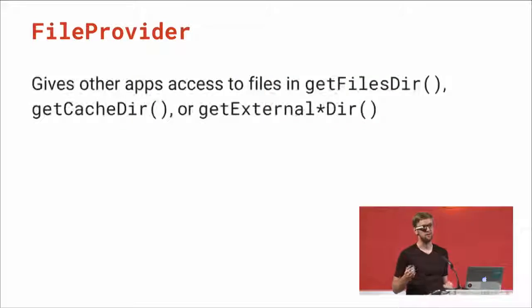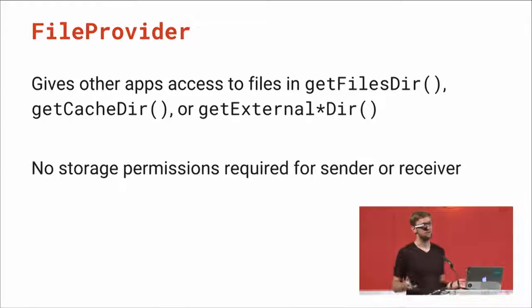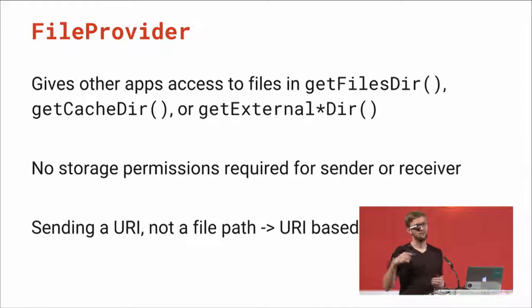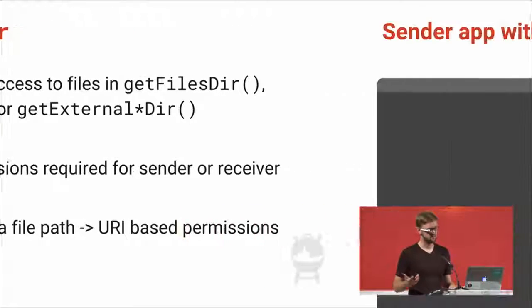What this allows you to do is give apps access to files in your getFilesDir, your getCacheDir, or any of the getExternalDirs. So these would be places where you can write without the storage permission, right? Especially on KitKat and above. But through FileProvider, now other apps can read those files. That breaks the need for any of the storage permission, because what we are sending is a URI and not a direct file path. And that allows us to use URI-based permissions.